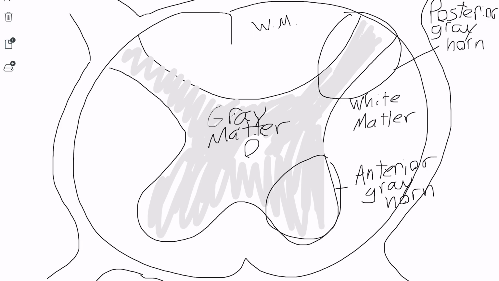So posterior is behind, right? That prefix means after or behind. Anterior, ante means in front of or first. And so the posterior gray horn is closest to your back, and the anterior gray horn is closest to your front, to your abdomen, if we're talking about the lumbar vertebrae, which we are. So this is where these are located.